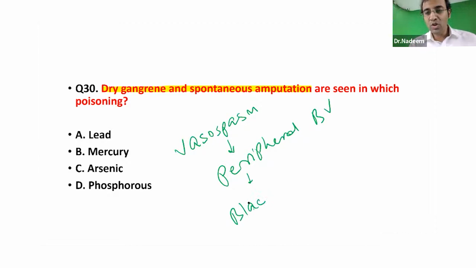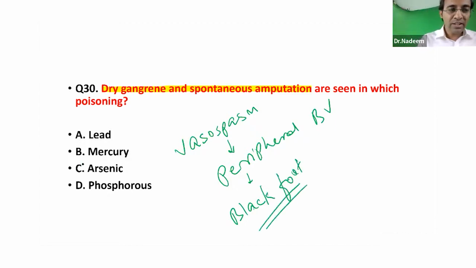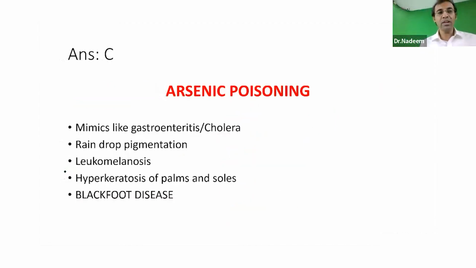Dr. Sai, answer of the 29 was erethism, right? Yeah, this is also called black foot disease because of arsenic poison. Now, some other questions related to arsenic. Please understand that this is a type of poisoning. After that, a person will be having what? Gastroenteritis. It will mimic cholera. Black foot disease: you can see there will be raindrop pigmentation, leukomelanosis and all. See, you know, raindrop pigmentation.